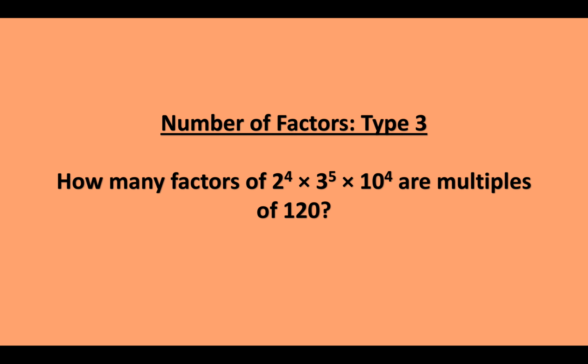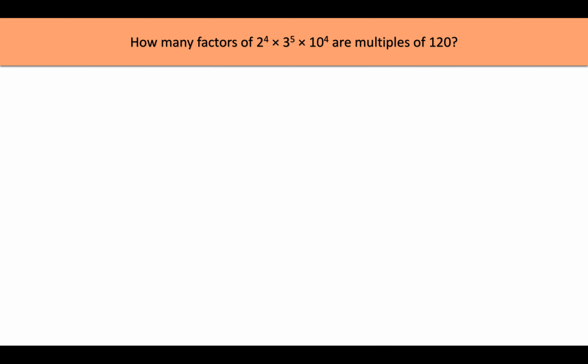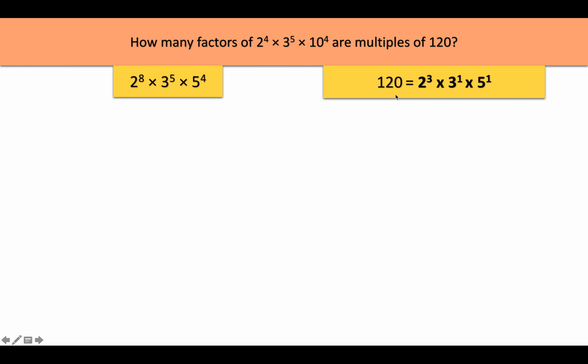Let's move on to this question. How many factors of 2 raised to power 4 multiplied by this are multiples of 120? Till now we saw perfect squares, odd factors and even factors. Now we'll see multiples of 120. What does it mean? First of all, we'll write the prime factorization of the given number. And because we have 120 here, we'll write the prime factorization of 120 as well, which is 2 raised to power 3 multiplied by 3 raised to power 1 multiplied by 5 raised to power 1. 8 multiplied by 15 is 120, right?